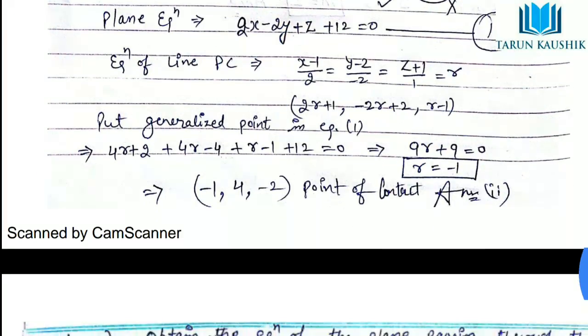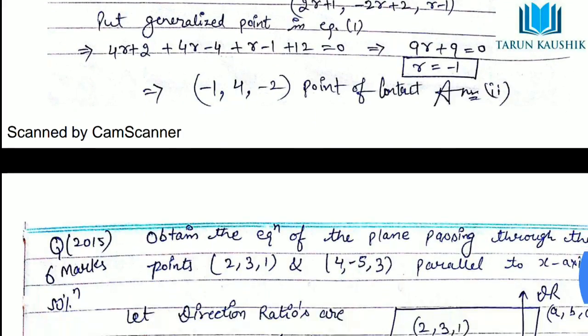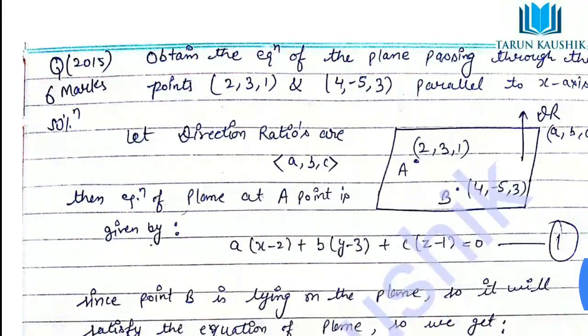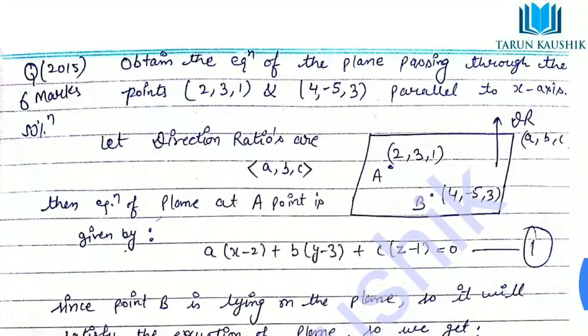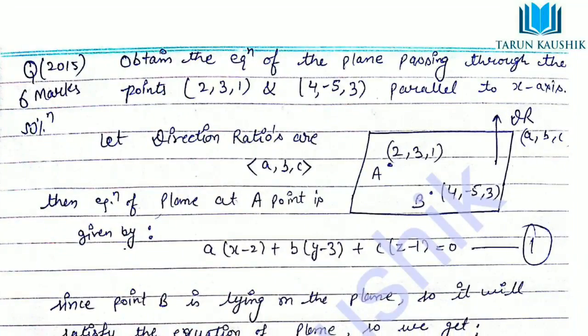So the point comes out to be (-1, 4, -2). So it will be the point of contact. Next, we have to obtain the equation of a plane passing through these points and parallel to the x-axis, so that this plane is given, and the equation of a plane is given by this equation.